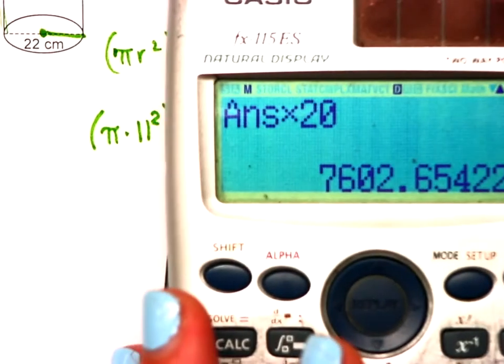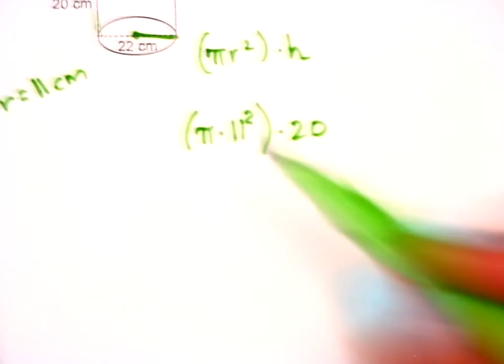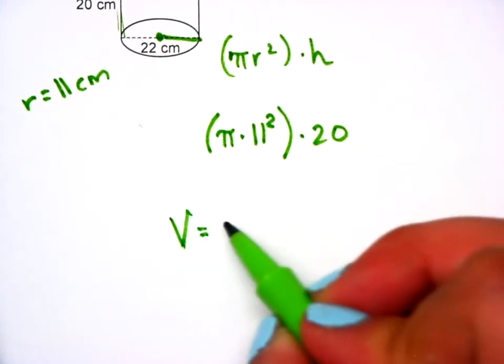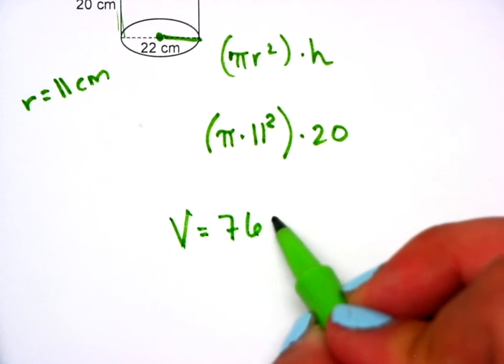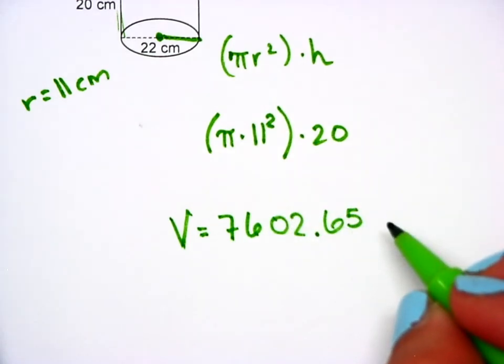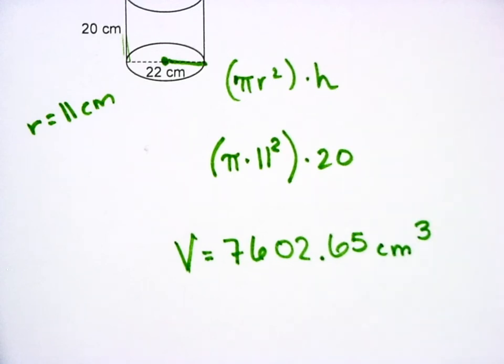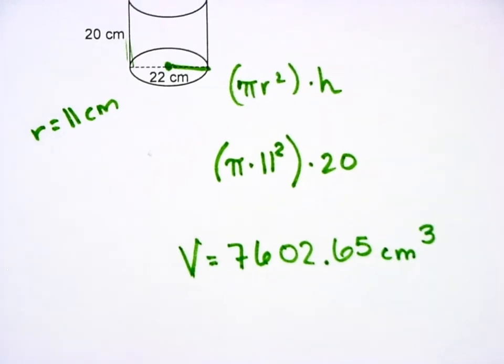Okay, so we're rounding this to the nearest hundredth place. So that means 5 should be my last number in my answer. So the volume is going to be 7,602.65. Do not forget your units, centimeters cubed, because it's volume. Okay, let's try it again.